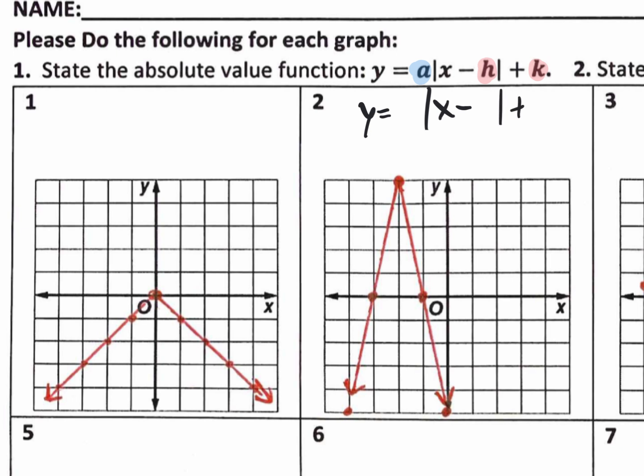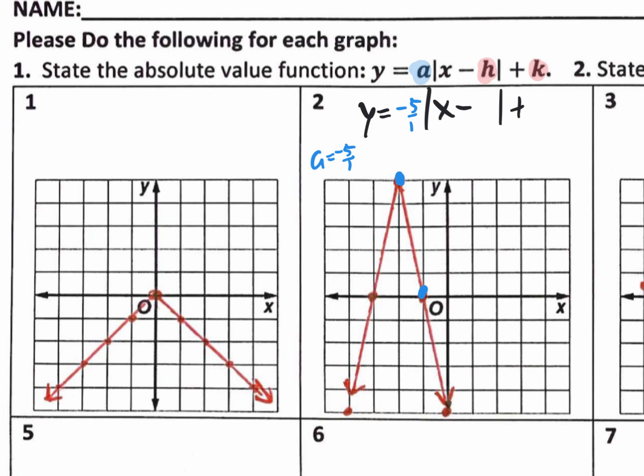The a value is the slope. So pick 2 points, that one right there, that one down there. What happens? You go down 1, 2, 3, 4, 5 over 1. So what is the slope? Negative 5 over 1. So the a value is negative 5 over 1. Put that right there.